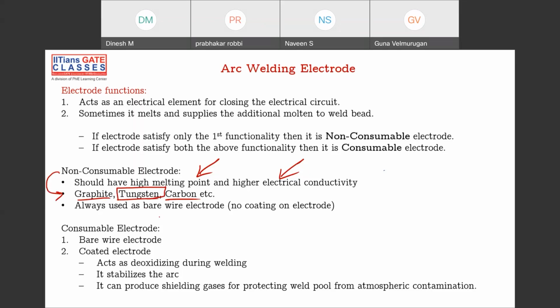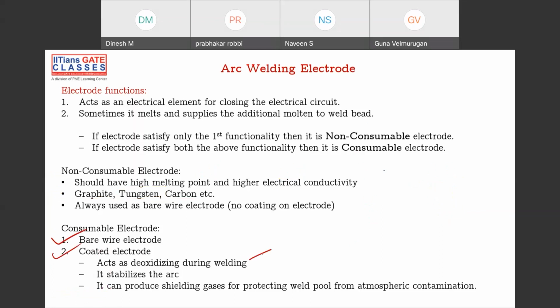And you are not coating anything on that. Let's say this is a tungsten electrode, and there's no coating on it. You'll be using the bare electrode. But for the case of a consumable electrode, you take some kind of mild steel rod and then you coat it. Why we are coating it, we'll see. So in consumable electrodes, we have the bare electrode and a coated electrode. Why are we coating the electrode?